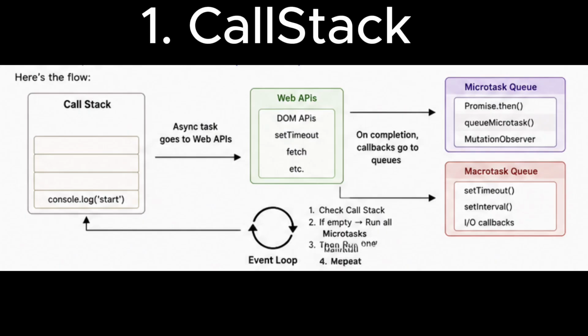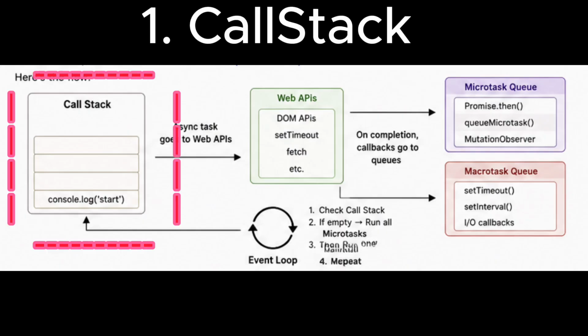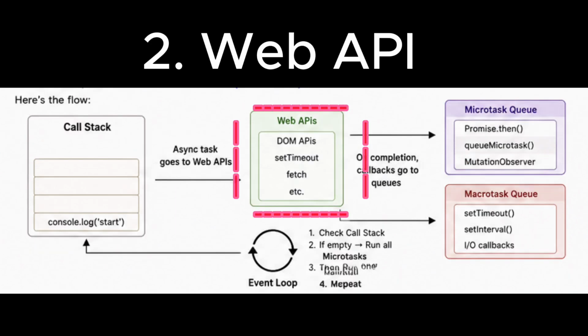Call stack. This is where JavaScript executes code. Think of it as JavaScript's to-do list. Functions go in, functions come out, one by one. Web APIs. JavaScript itself cannot do setTimeout, fetch requests, or DOM events, right? These are handled by the browser. The browser gives JS superpowers. We call these web APIs.